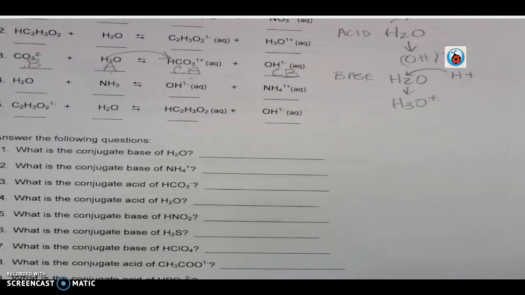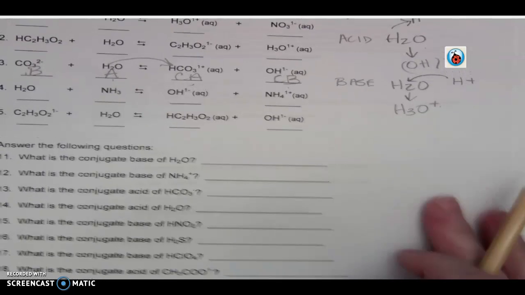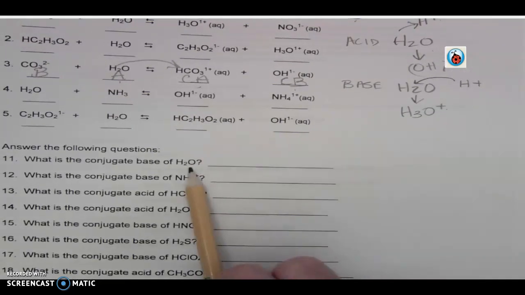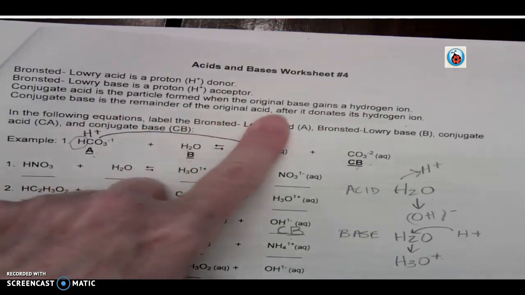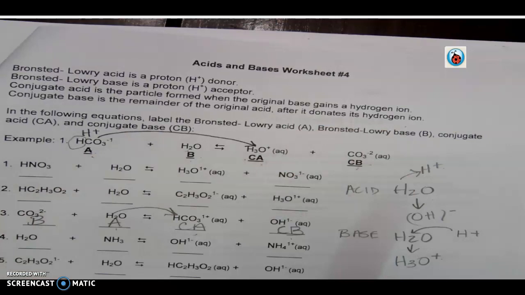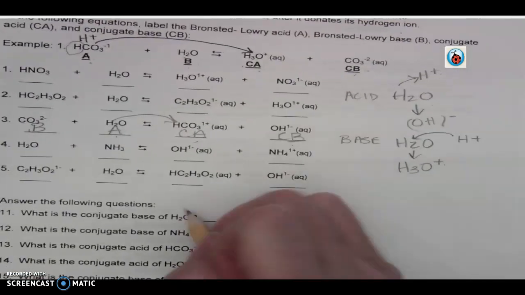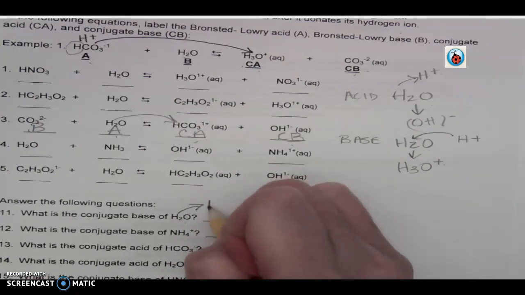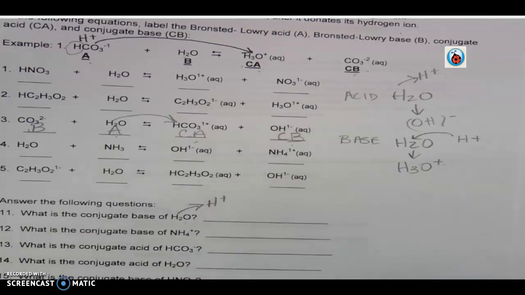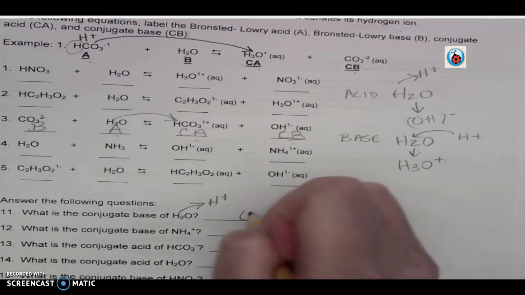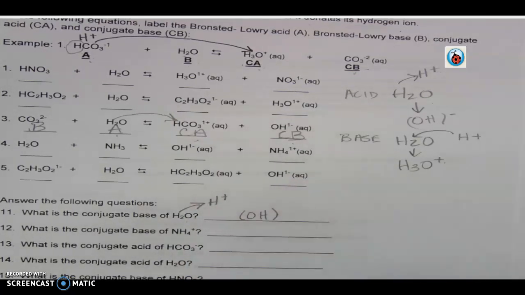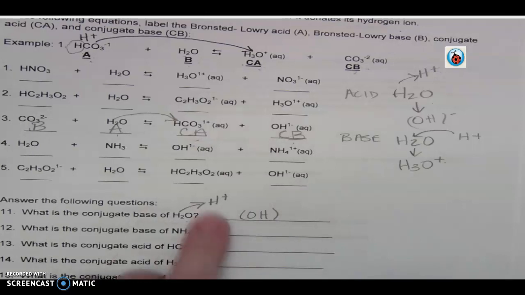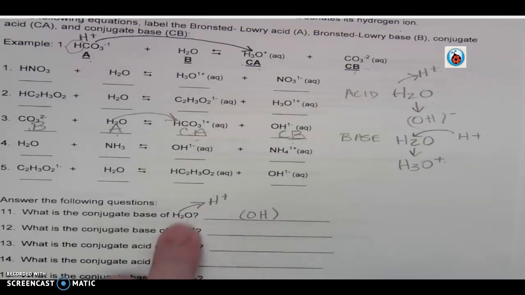Okay, let's look down at the bottom. It says, what's the conjugate base of H2O? All right, let's go back up here. The remainder of the original acid after it donates a hydrogen ion. So if I get rid of one of the hydrogens, what's left over? OH. What's the charge? Well, I got rid of a positive charge. It was neutral, so now it's negative.